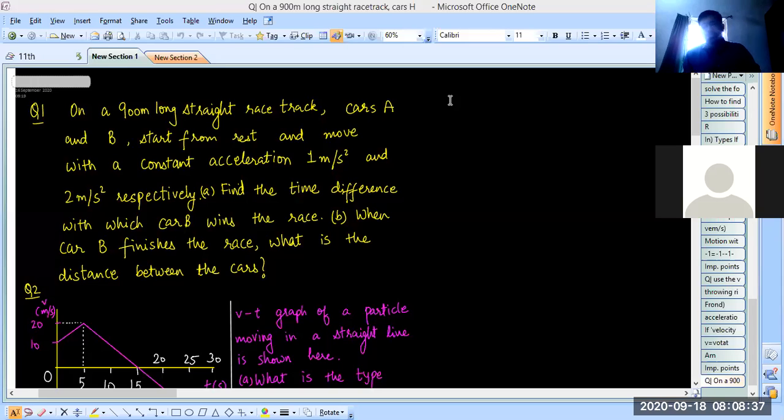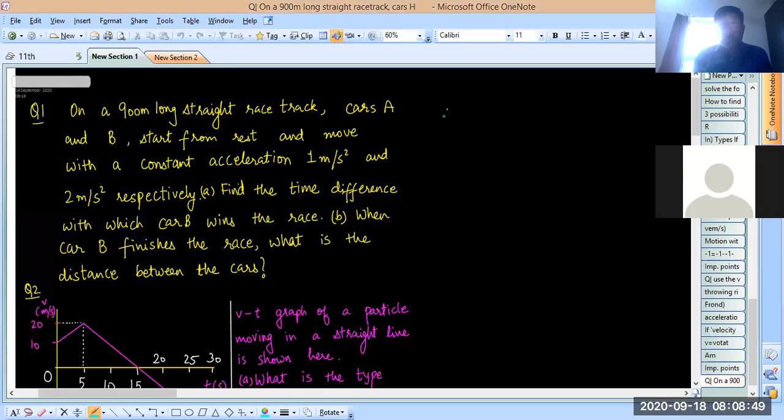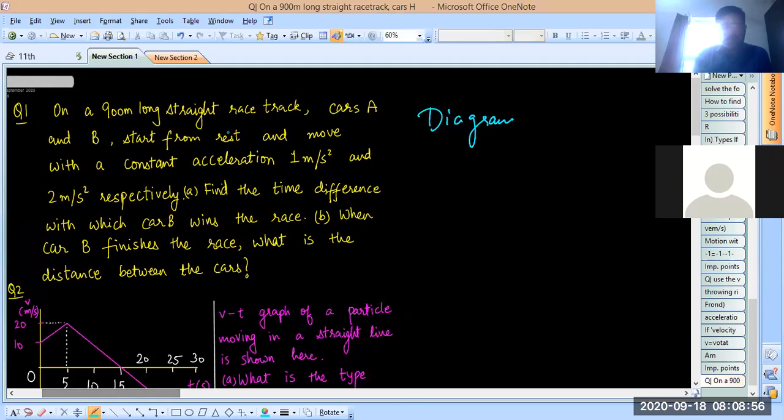Now let me solve this for you. I don't know the answer, very frankly. I've not solved it. We will do it right now. So let's see what happens. First of all, like I've always been insisting, it is very important to draw a diagram. If you don't draw a diagram, you're going to not understand a lot.